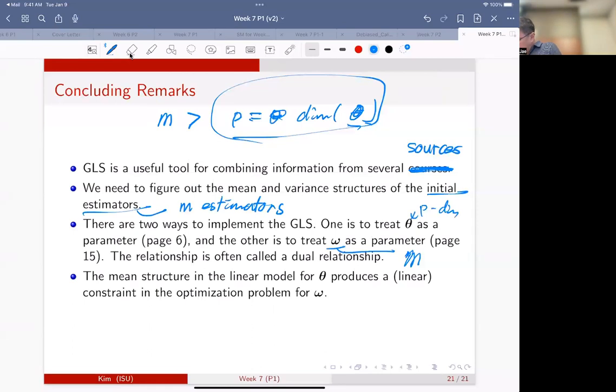Okay, and then in terms of optimization, we could solve the problem treating theta as a parameter. That means we solve P equations, essentially P-dimensional optimization, while omega is an M-dimensional optimization. Okay. And basically the mean structure in the linear model for theta produces a linear constraint in the optimization problem for omega. Okay. So that's about part one.